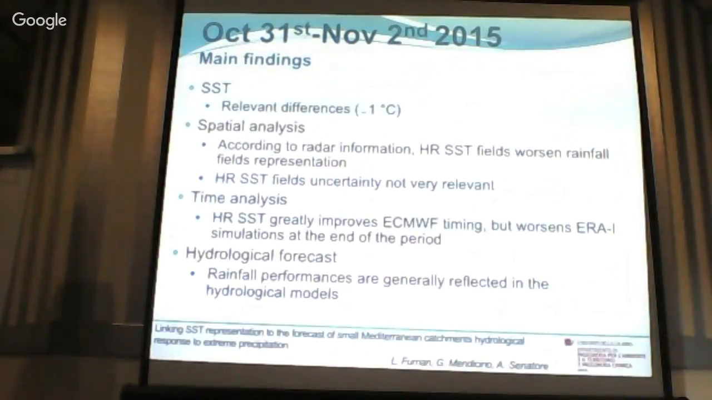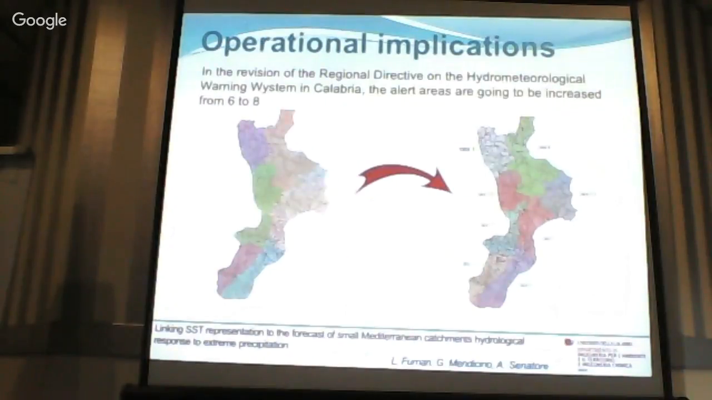So, from this point of view, and almost at the end of the presentation, the main findings of this analysis are that, according to other information, in all cases, high resolution SST fields worsen rainfall field representation. But the added value is that high resolution SST fields improve ECMWF timing and worsen a little bit error interval simulations. Hydrological forecasts reflect the rainfall performances in the hydrological models. Last observation, last comment, let's say, like a discussion.